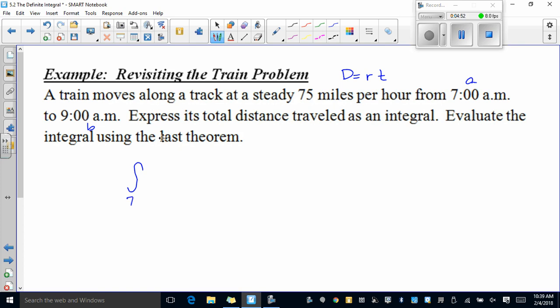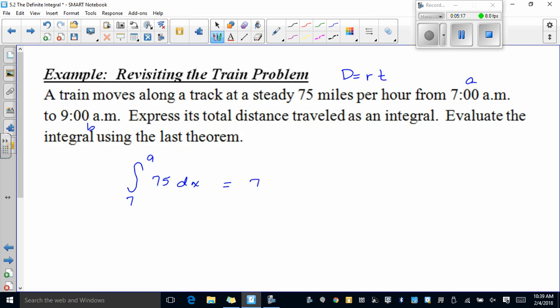So according to that last theorem, our answer is the constant, 75, times b minus a. Remember, it's A to B. So this is going to be 9 to 7, which is going to give us 75 times 2, or 150 miles.